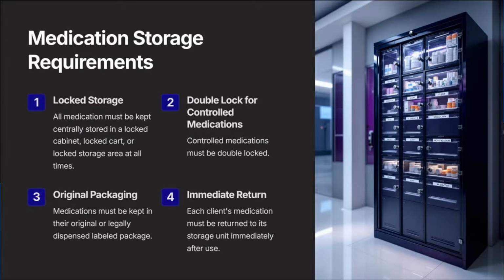Our storage requirements. Medications need to be secure. Your patient should not have access to your medications, even if you're in a small assisted living facility. So all medications must be kept centrally stored in a locked cabinet, a locked cart, or a locked storage area at all times. If it's a controlled substance, let's say it's morphine, it has to be double locked.